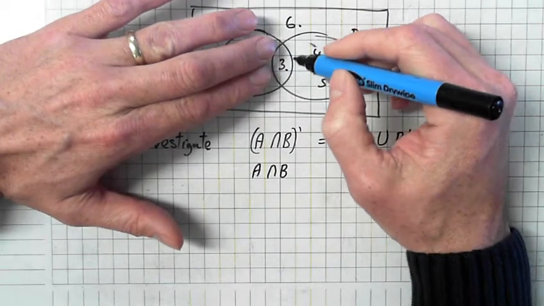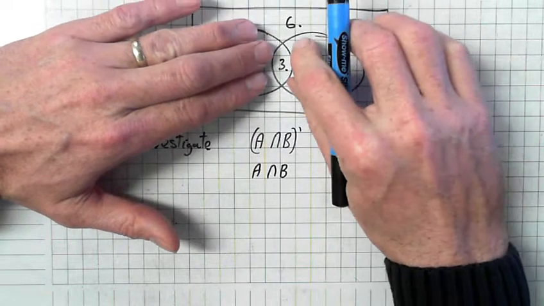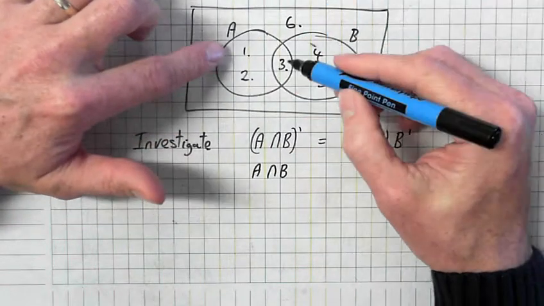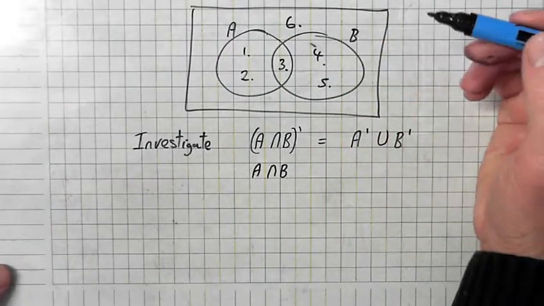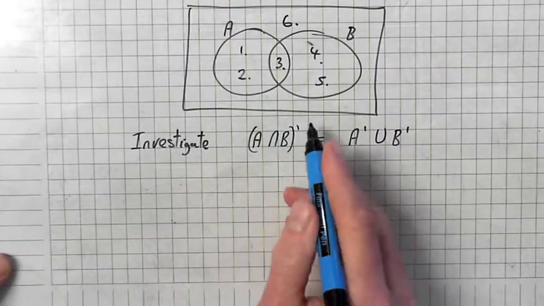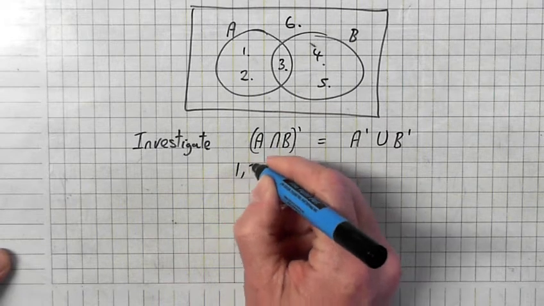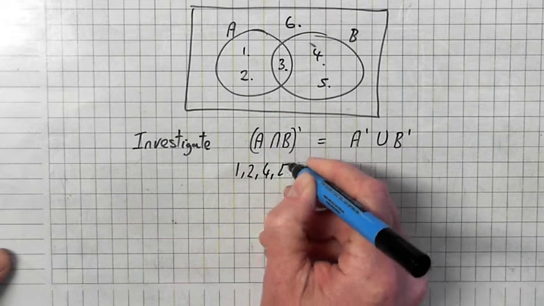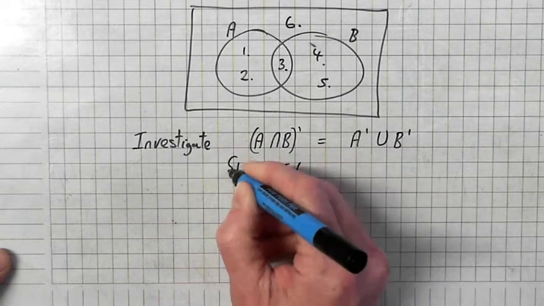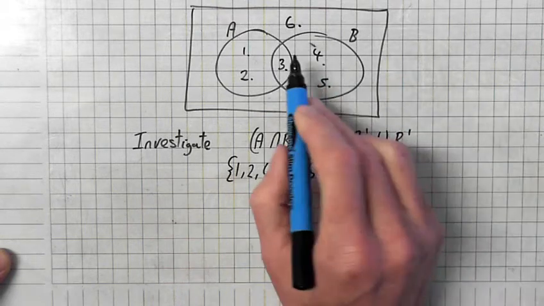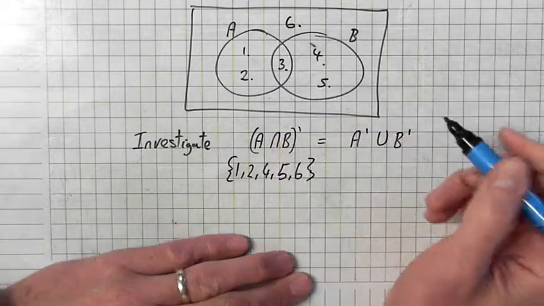And what's the complement? Everything outside of that: 1, 2, 4, 5 and 6. So A intersection B complement is 1, 2, 4, 5 and 6. That's everything outside the middle section here.